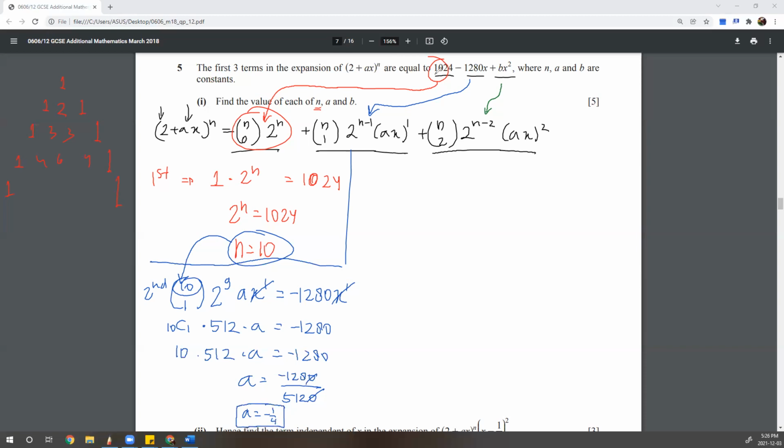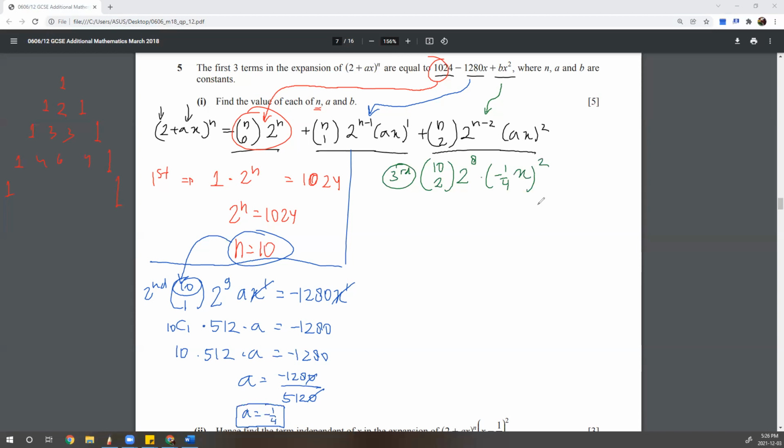Okay. Now green color, third term. Oh, we have a, we have x already. Okay, we have n also. No, we don't have x, sorry. We have n. So 10, 2 power 10 minus 2, 8 then. a, negative 1 over 4 to the power, times x to the power of 2.